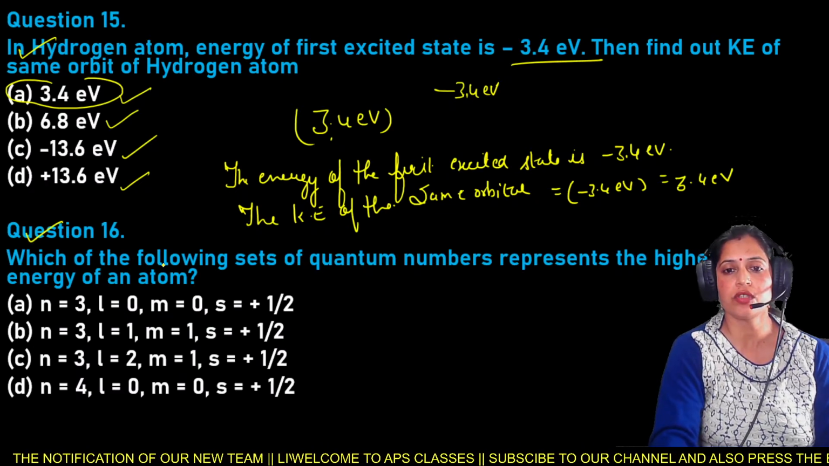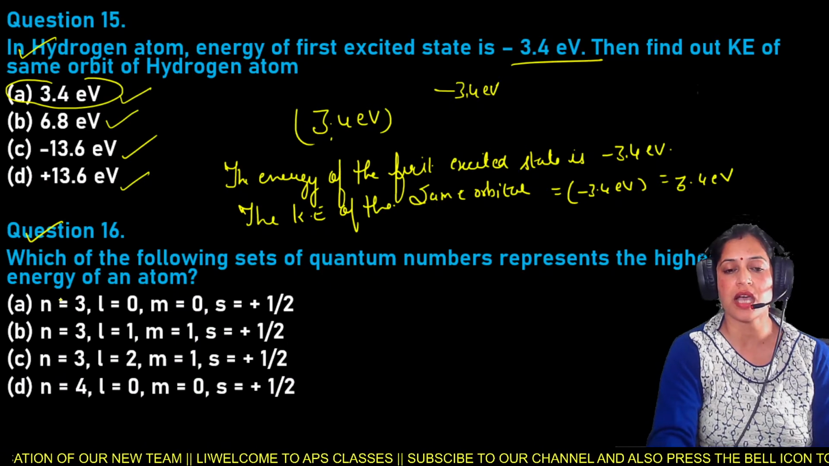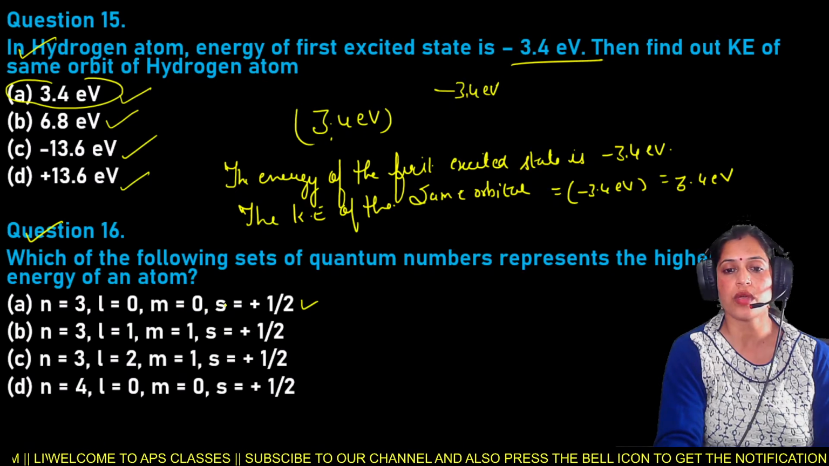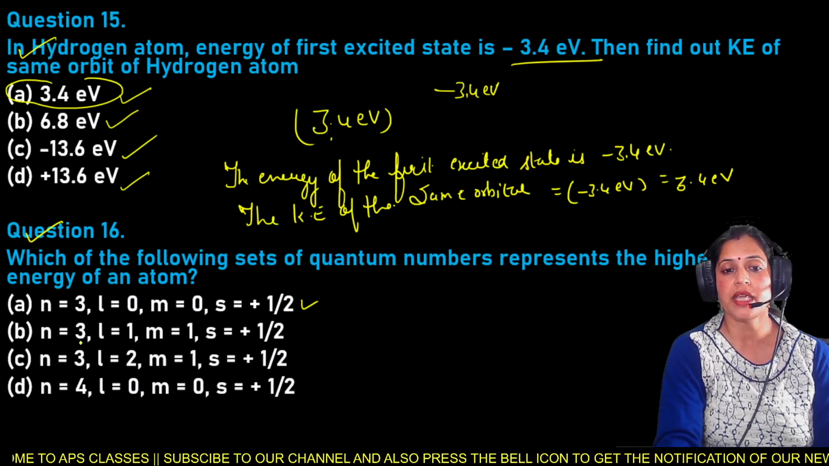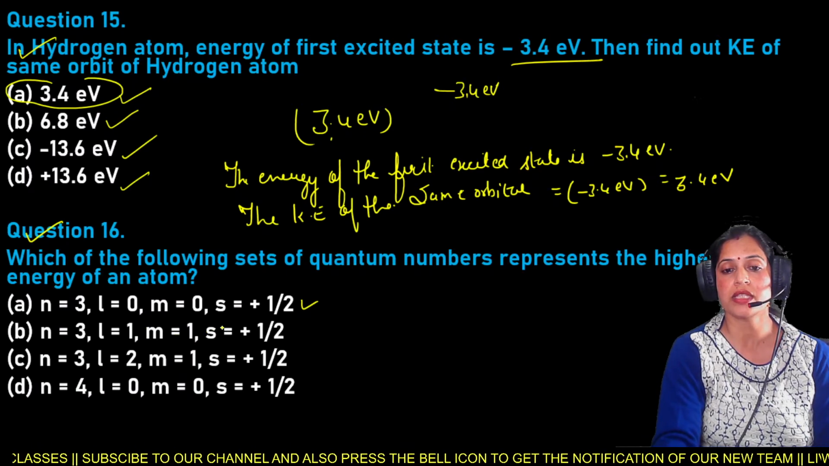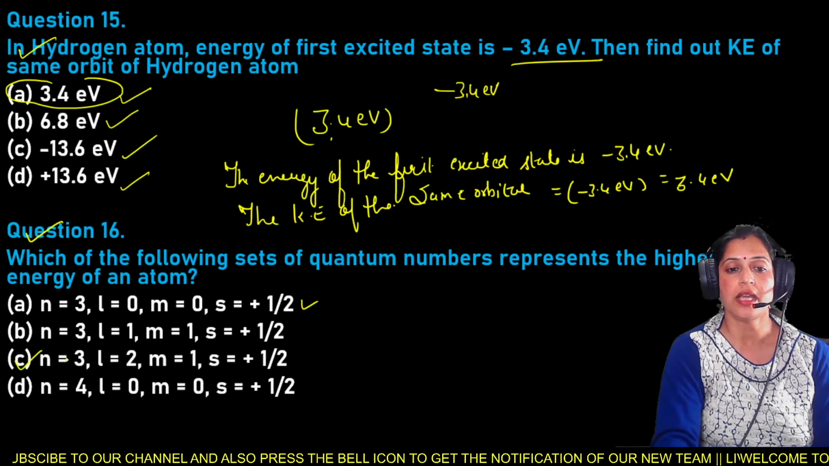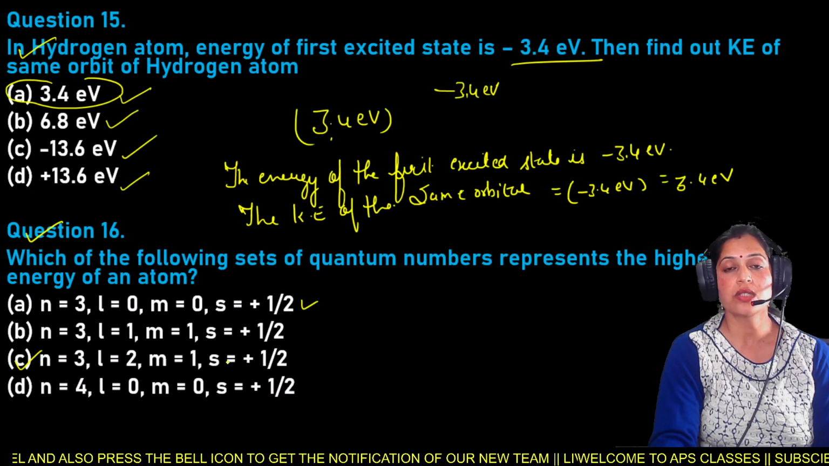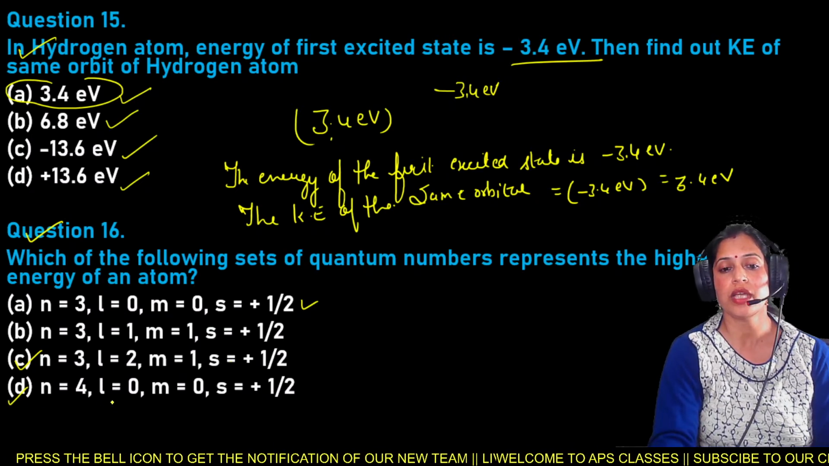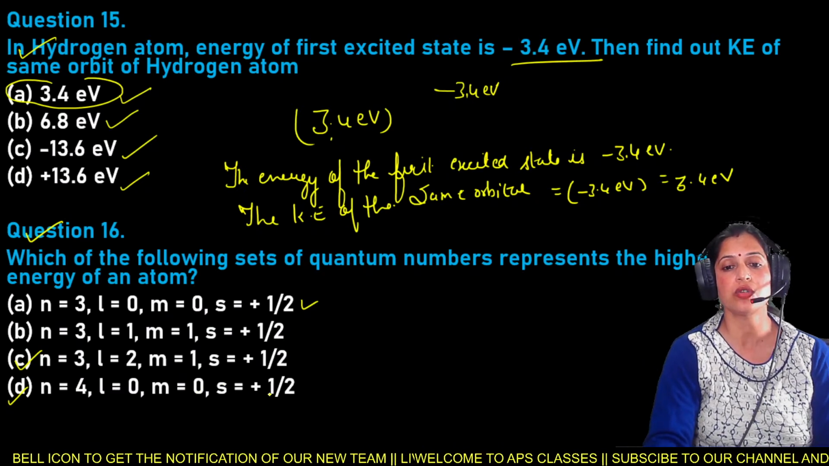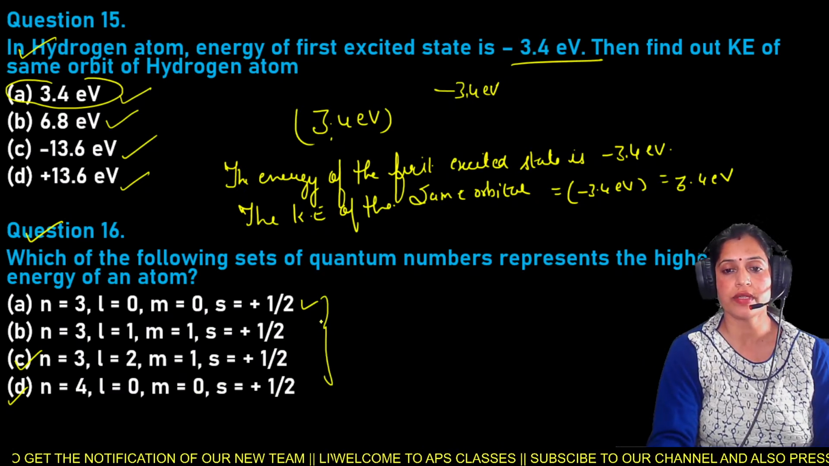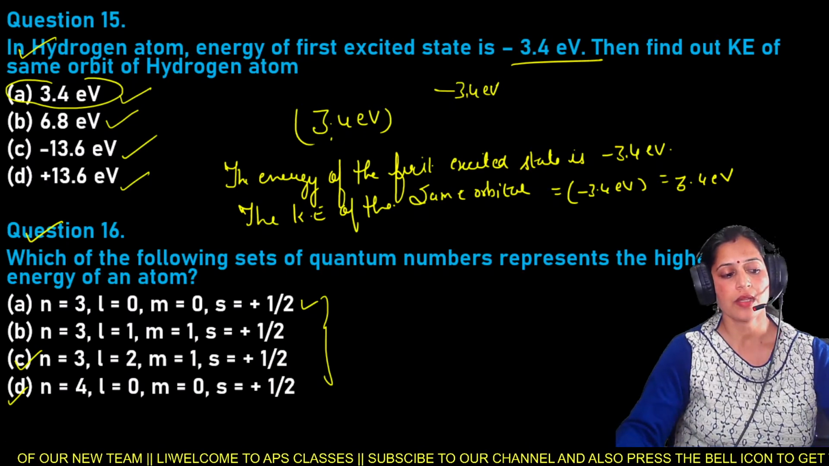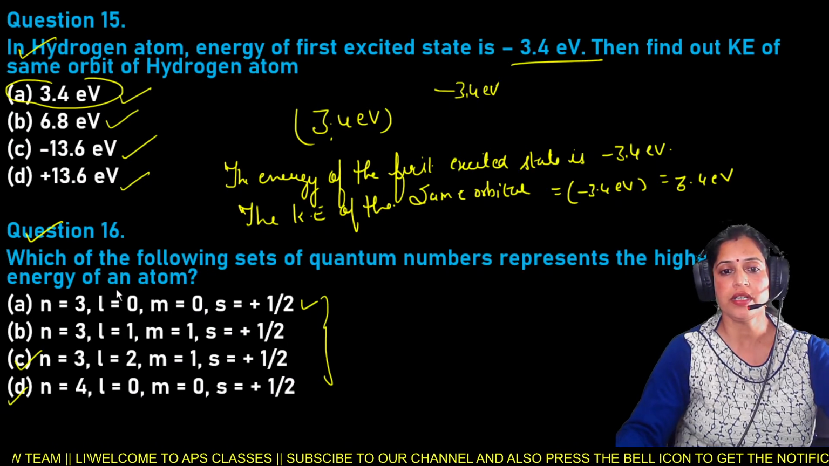Next is question number 16. Which of the following sets of quantum numbers represents the highest energy of the atom? Option A is n is equal to 3, l is equal to 0, m is equal to 0, s is equal to plus 1 upon 2. B, n is equal to 3, l is equal to 1, m is equal to 1, s is equal to plus 1 upon 2. C, n is equal to 3, l is equal to 2, m is equal to 1, s is equal to plus 1 upon 2. D, n is equal to 4, l is equal to 0, m is equal to 0, s is equal to plus 1 upon 2. So which of the following sets of quantum numbers represents the highest energy of the atom?